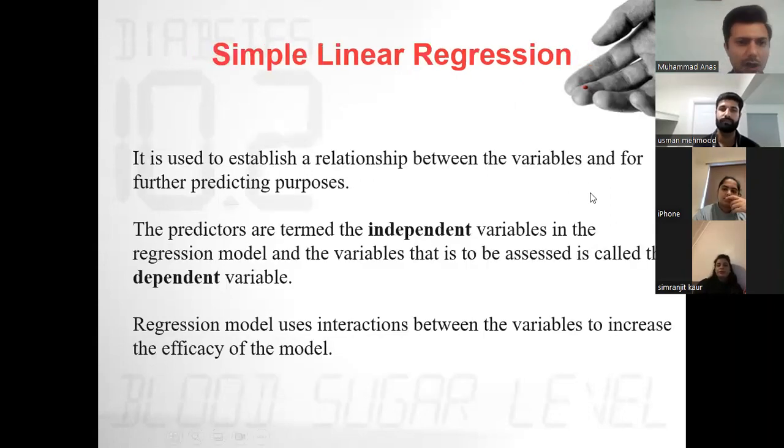Thank you, Usman. So I will be discussing the simple linear regression. We conducted the regression analysis on the dataset, assuming BMI as the dependent variable and skin thickness as the independent variable. The variables used in the analysis were chosen due to the high correlation observed in the correlation matrix.